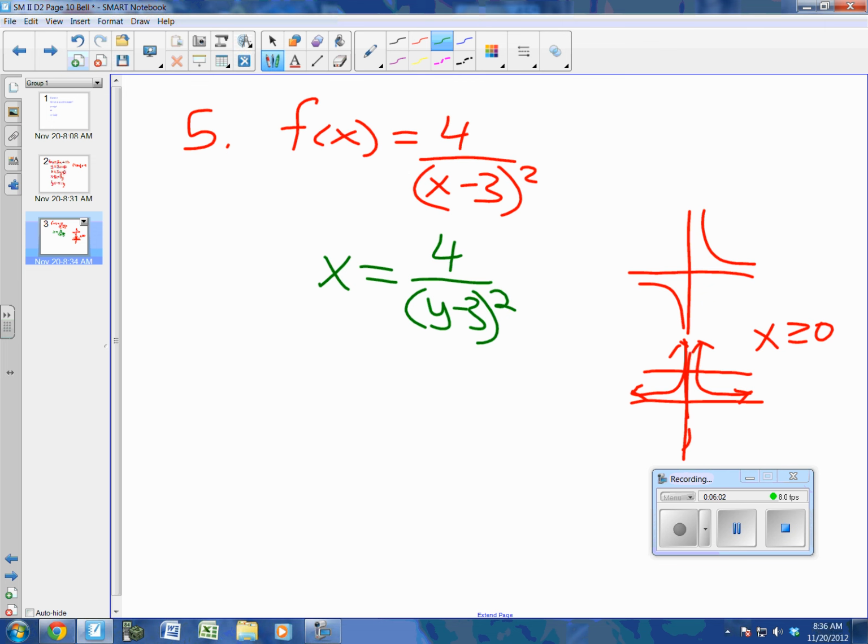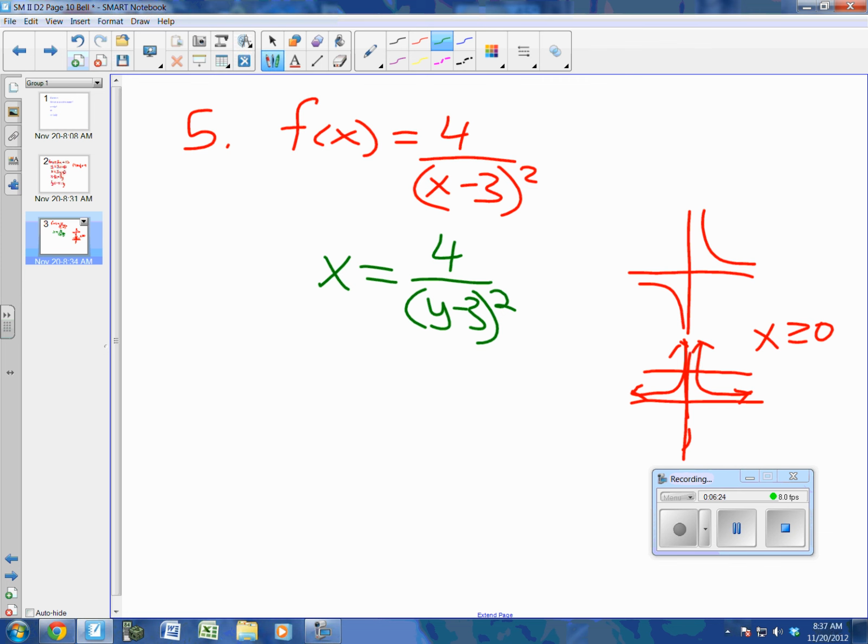Does everybody understand that that's how you find an inverse? Switch the x and y. That's switching the domain and the range. So whenever you see someone say, find the inverse, all it means is to switch the domain and range. Switch the x and y coordinates, or switch the x and y variable if you're working with an equation like this one.